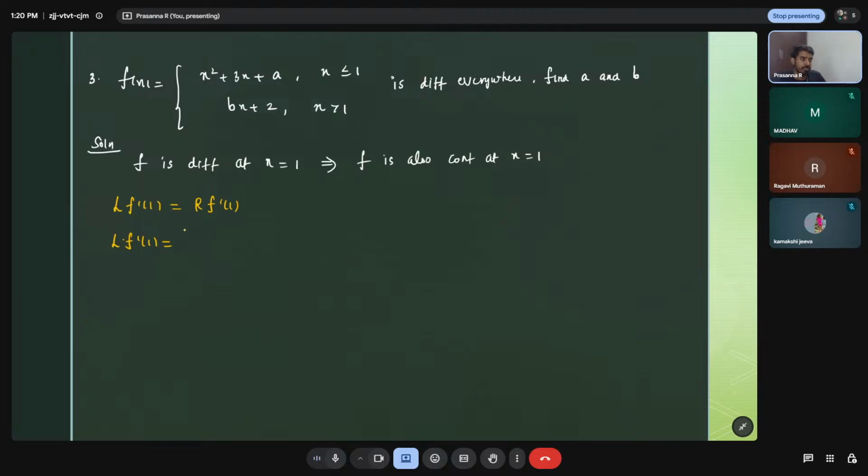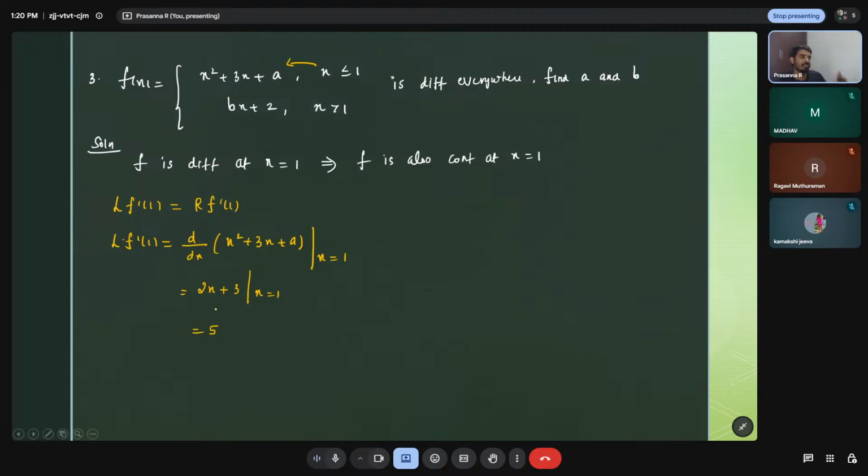So what you have to do is, we need to find L of f dash of 1. What is the function to the left of 1? This is the function to the left of 1. So you differentiate that function to the left of 1 and then you put x is equal to 1, because at 1 we are checking. It's a shortcut. This will be 2x plus 3. So 5 will be my L of f dash of 1.